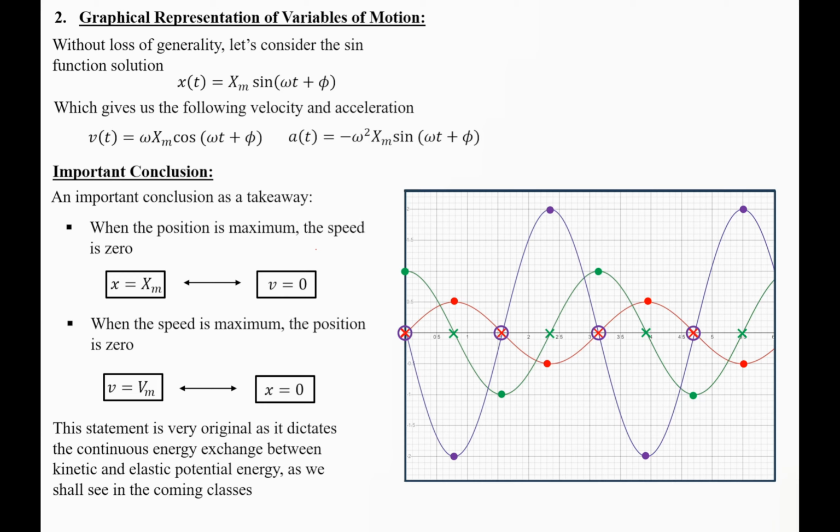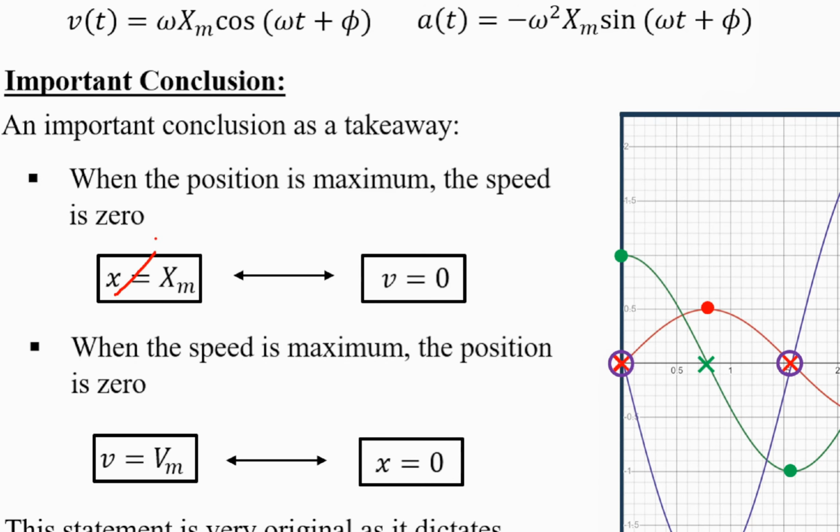This statement is very important, as it dictates the continuous energy exchange between kinetic and elastic potential energy, as we shall see in the coming classes. Then let me repeat and say, when position is max, velocity is 0. When velocity is max, position is 0.